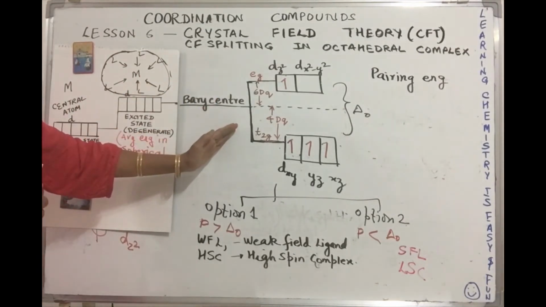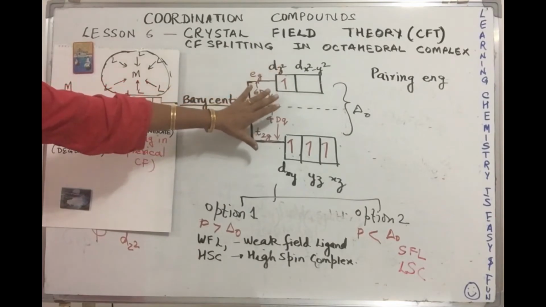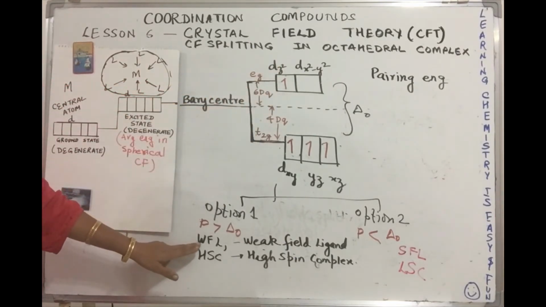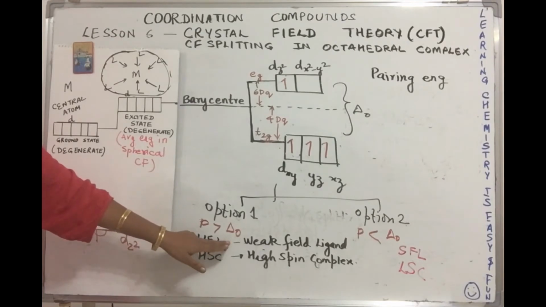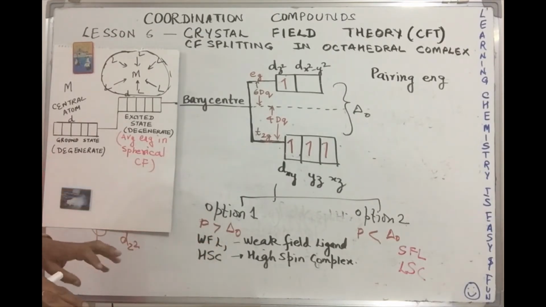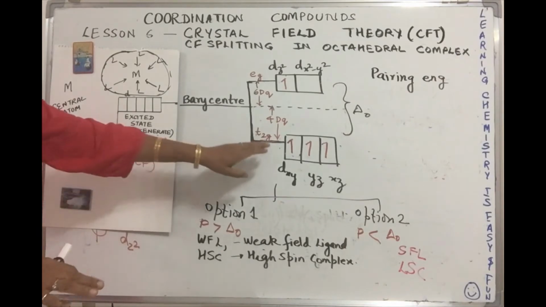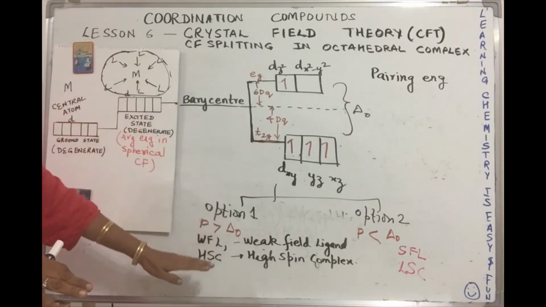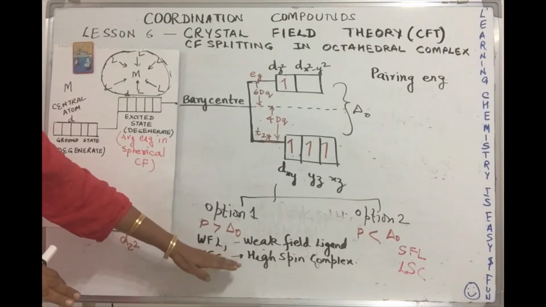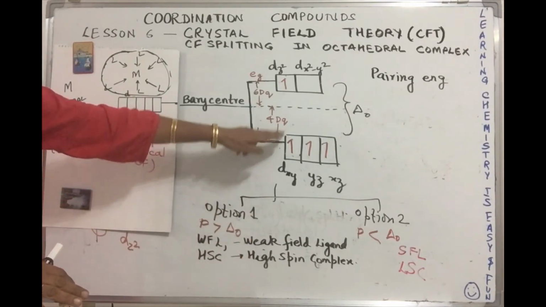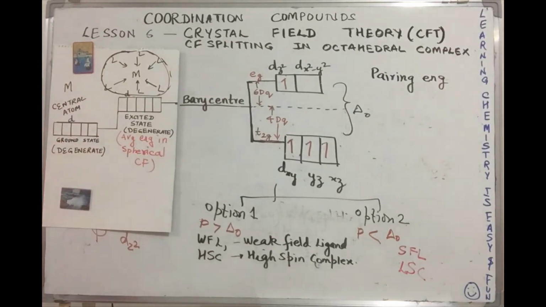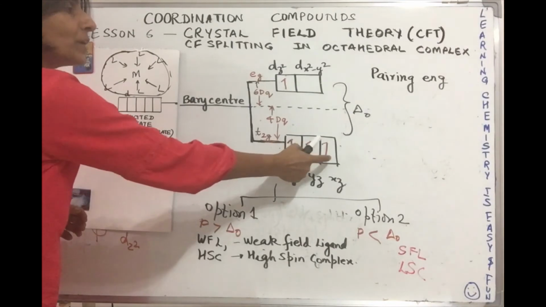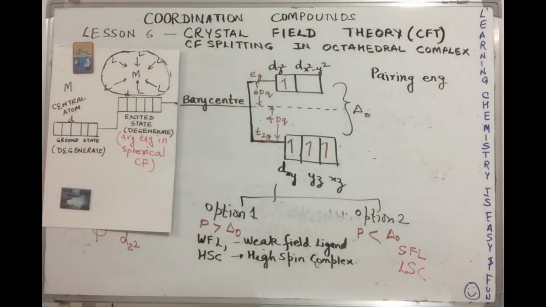Such ligands which show this kind of behavior are known as weak field ligands. That means those ligands are weak. They don't bother much about pairing up. And such complexes are called high spin complexes, where the electron goes and enters into the higher energy level, and you have more electrons which are unpaired, and unpaired means more is the magnetic character.